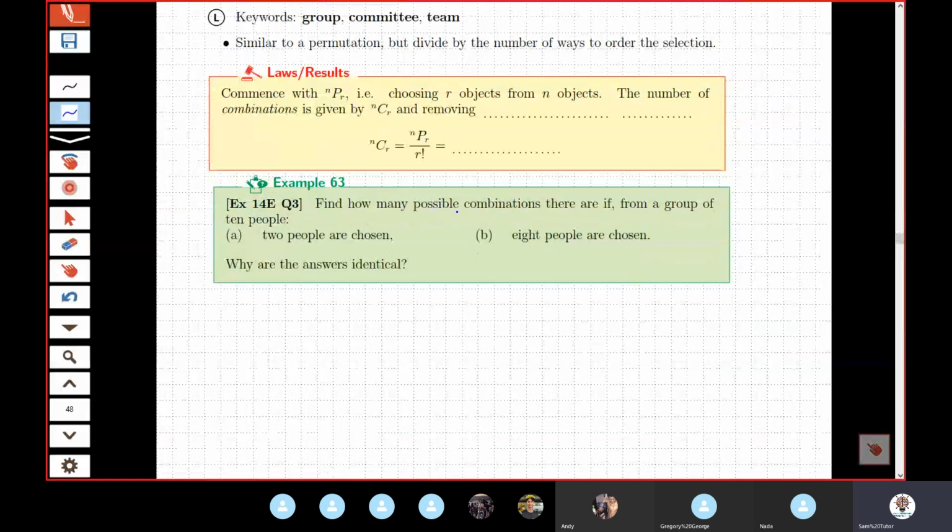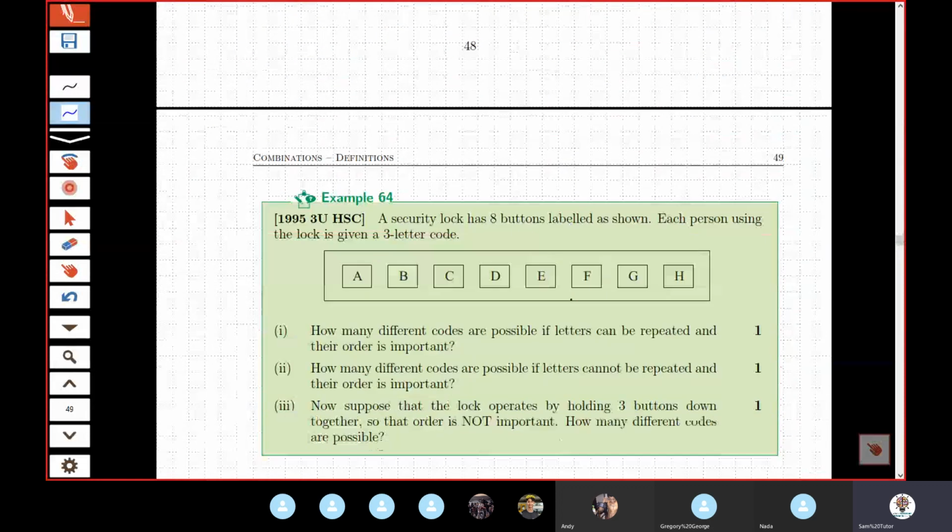Find how many possible combinations there are if from a group of 10 people, 2 people are chosen. Well, 10 choose 2. 8 people are chosen: we've got 10, we're choosing 8. Why are the answers identical? Because of symmetry properties in Pascal's triangle. Move on.